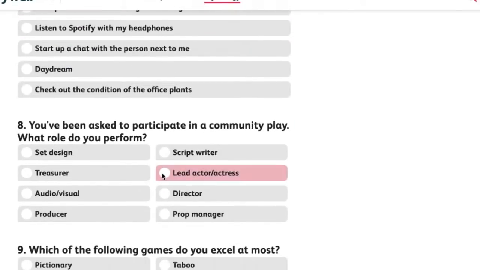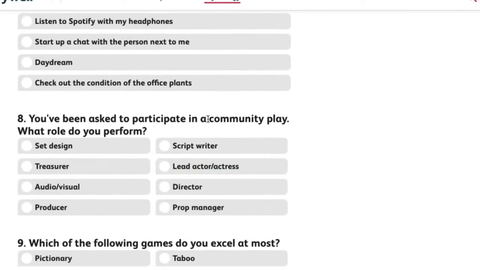Number 8, you've been asked to participate in a community play. So that's a drama, a play in the community or theatre. What would you do? Design the set. Treasurer means take care of the money. Do audio and visual help. Produce it. Write the script. Act. Oh, for me, definitely, I'd be the lead actor. I love being an actor.